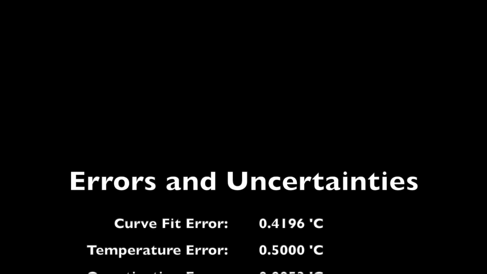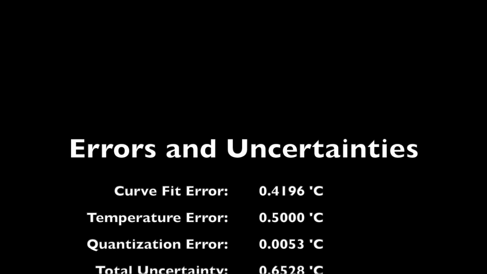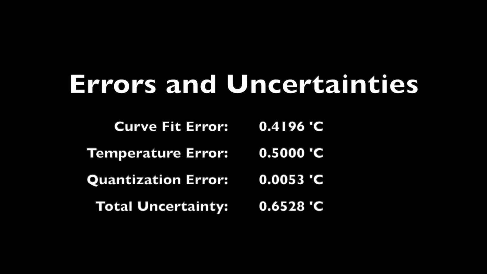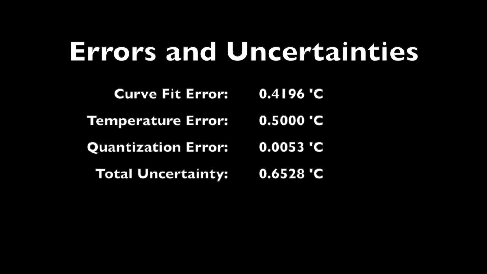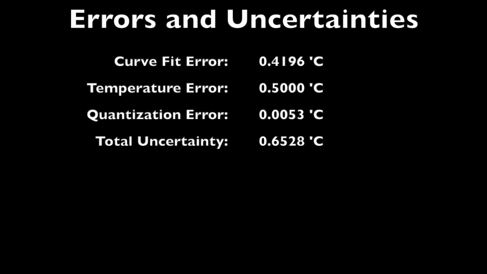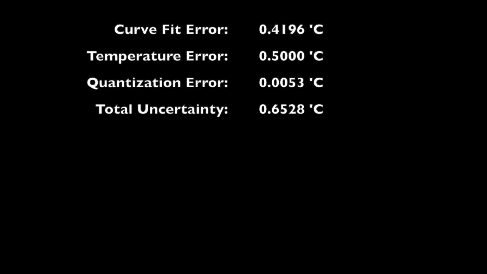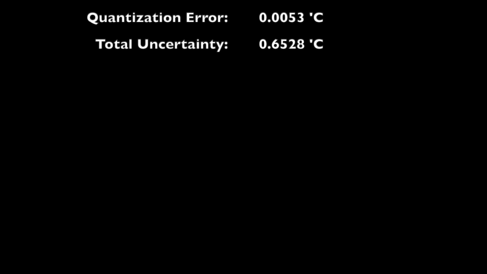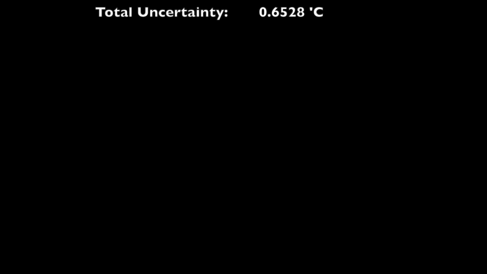Above you can see the errors and uncertainties for the static calibration. The curve fit error is a result of the difference between the fitted data from the second degree polynomial and the raw data. The temperature error is a result of the error from the thermometer. The quantization error is a result of the error from the MIDAC. All these errors lead to the total uncertainty.